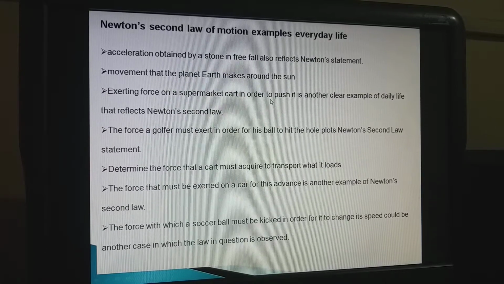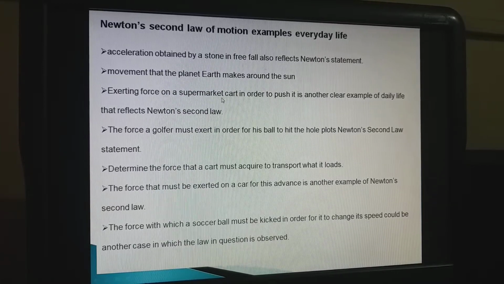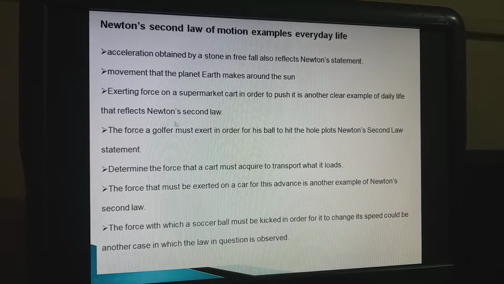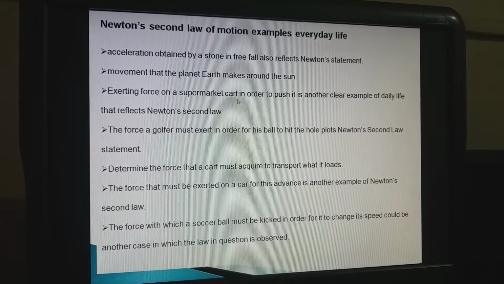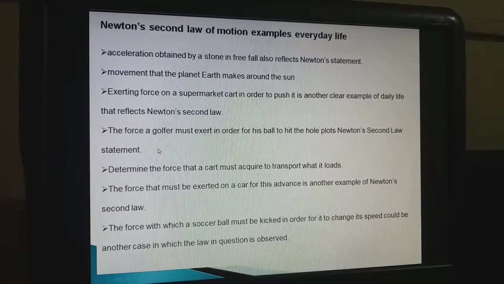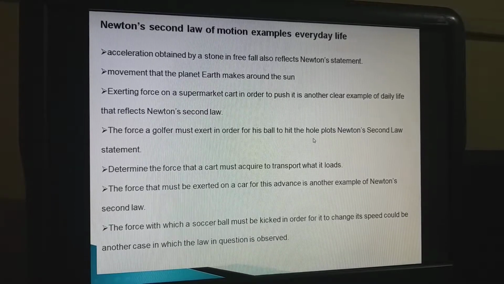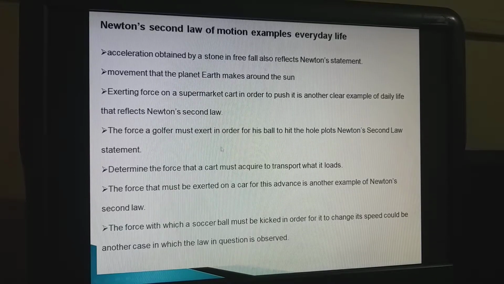When you go shopping with your mom, you can find a supermarket cart loaded fully. We have to push it or pull it, and we have to exert more force so that it moves. So the supermarket cart is a good practical example. When a golf player hits the ball so that it enters the hole, it plots Newton's second law statement. Force is what the cart must acquire to transport when it is loaded.